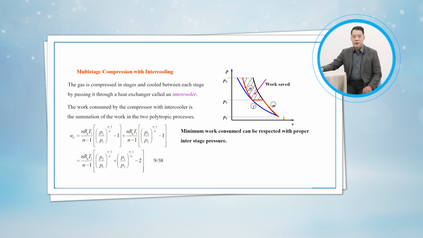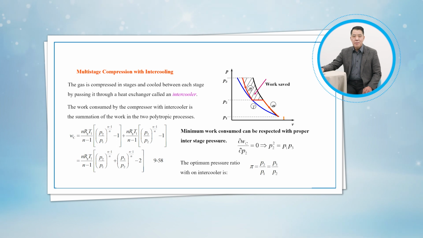The total work input for a two-stage compressor is the sum of the work inputs for each stage of compression, as determined from equation 9.53. This is equation 9.58. The only variable in this equation is P2. The P2 value that minimizes the total work, and maximizes the work saved, is determined by differentiating this expression with respect to P2 and setting the resulting expression equal to 0. We then have this relation.